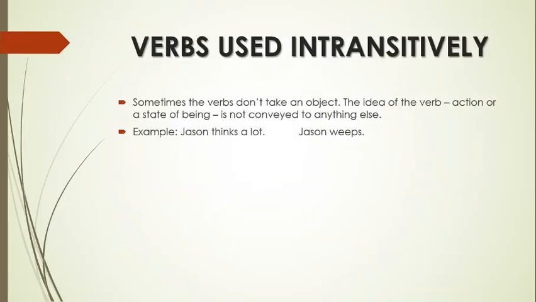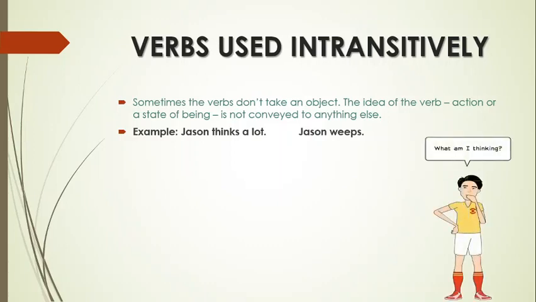Now let us take a good look at the details. Sometimes the verbs don't take an object. The idea of the verb, action, or a state of being is not conveyed to anything else. It starts with the subject and it ends with the subject. For example, Jason thinks a lot. Jason weeps. So you see, the action, the idea of thinking, weeping starts with Jason. It starts with him and it ends with him. It is not conveyed or transported to something else.